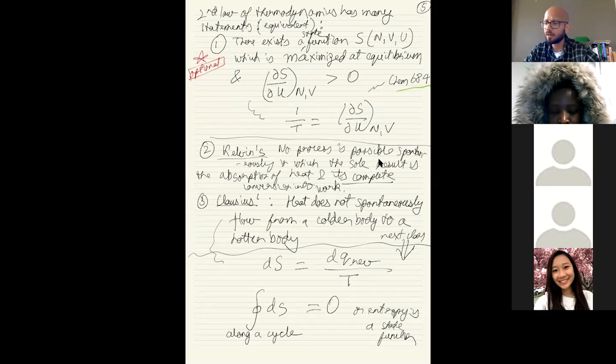Kelvin's statement says that no process is possible spontaneously in which the sole result is the absorption of heat and its complete conversion into work. You cannot just consume food and become so efficient that you start running all the time and all the food is converted into energy. It's not going to happen.